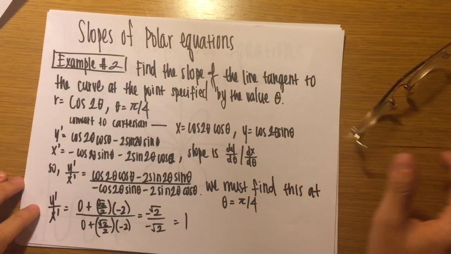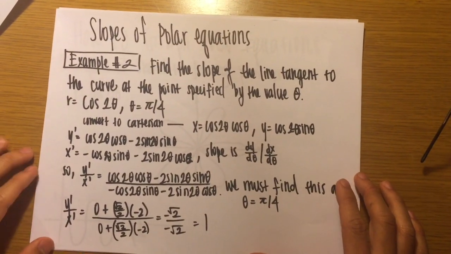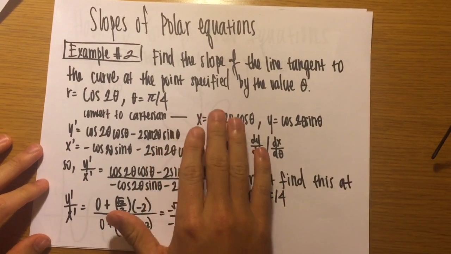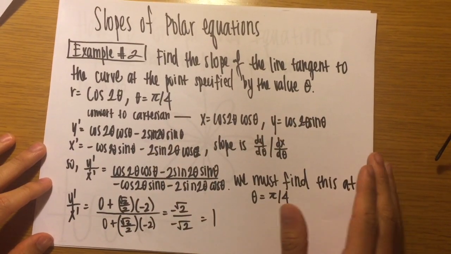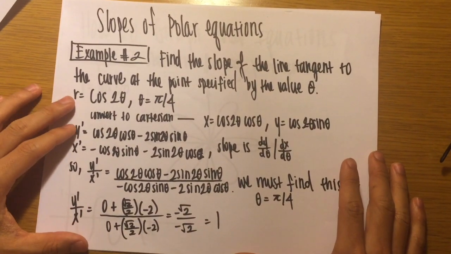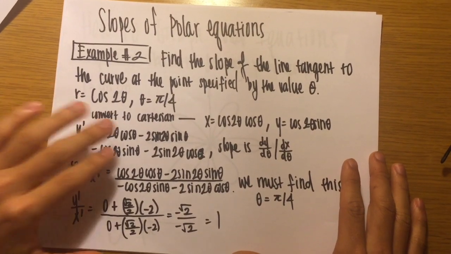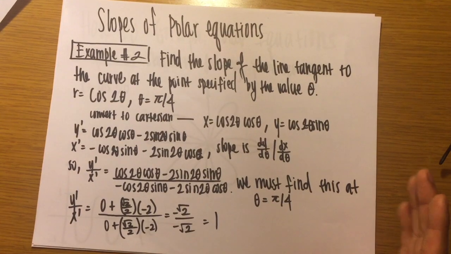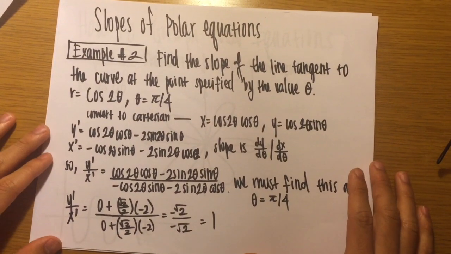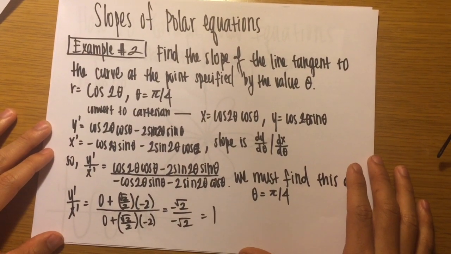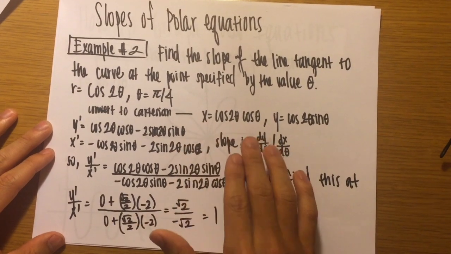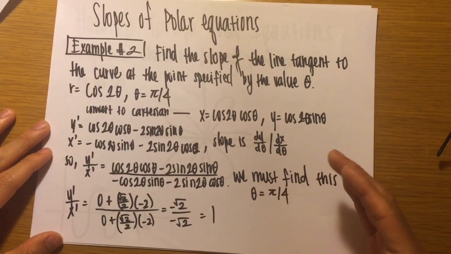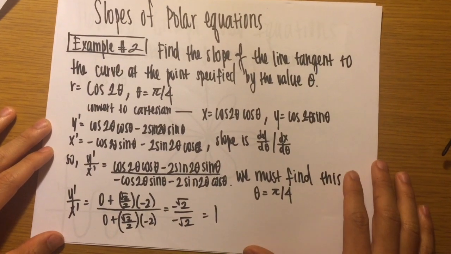These are the slopes of the polar equations. Example 2 asks us to find the slope of the line tangent to the curve at the point specified by the value theta. It gives us the curve r equals cosine 2 theta and theta equals pi over 4. Now, in order to do this, we have to convert it into Cartesian. Using our formulas, x equals cosine 2 theta times cosine theta, and y equals cosine 2 theta times sine theta.